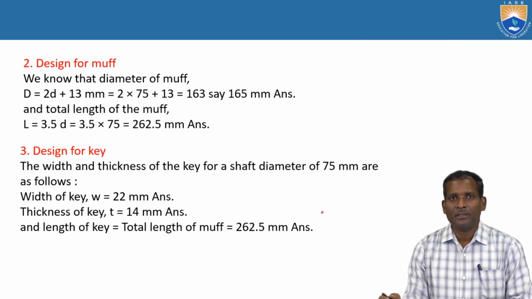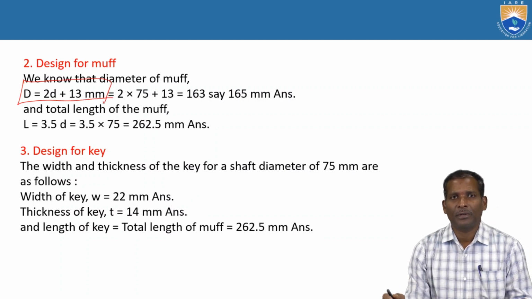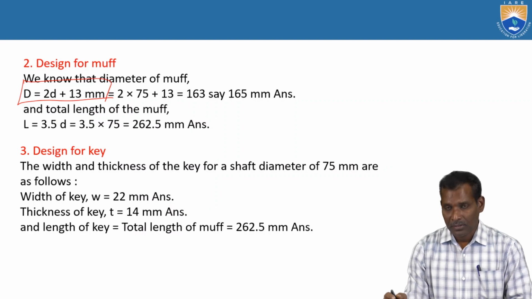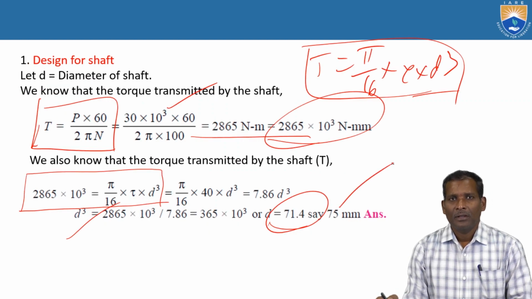So the next step is the design of the muff. For the diameter of the muff, the standard empirical relation is 2D plus 30. The diameter of the shaft is taken as 75, the calculated value using the torque transmitted condition.